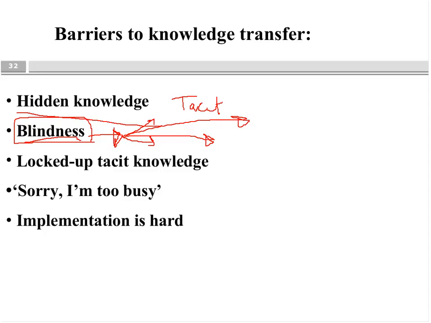The difference between tacit knowledge which is locked up and hidden knowledge is that in hidden knowledge, you own the knowledge, but you don't know what it is that you know. You just know how to do it. With tacit knowledge which is locked up, you know what you know. You exactly know how you do things. The problem is you don't know how to write it down. You don't know how to make it into a manual. You don't know how to draw a flow chart.